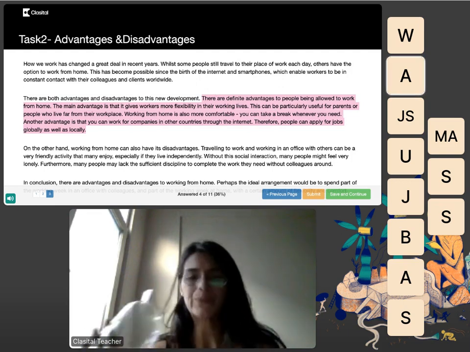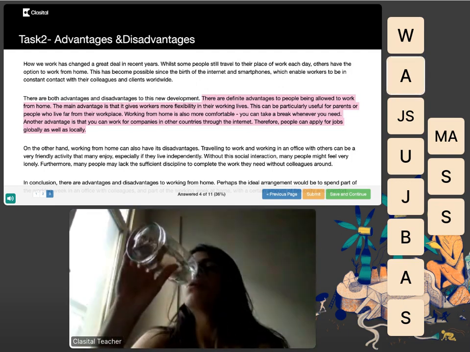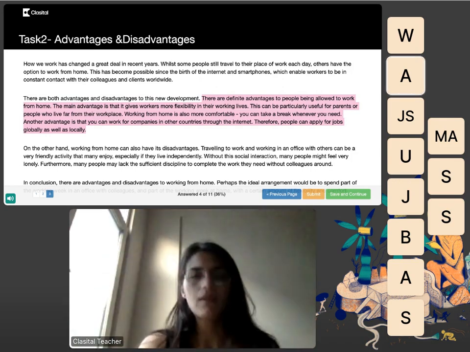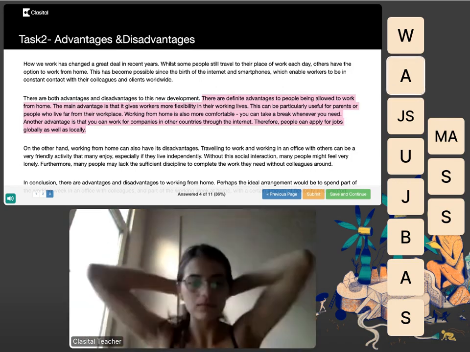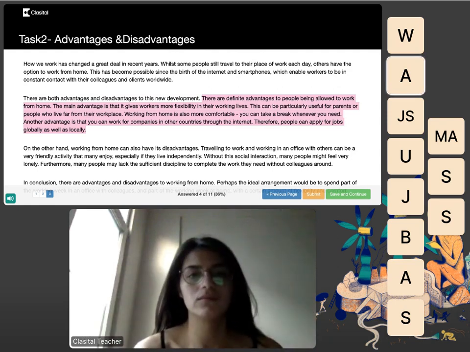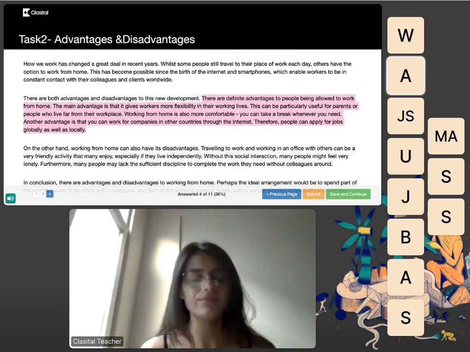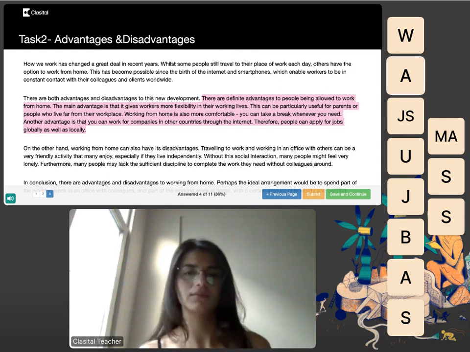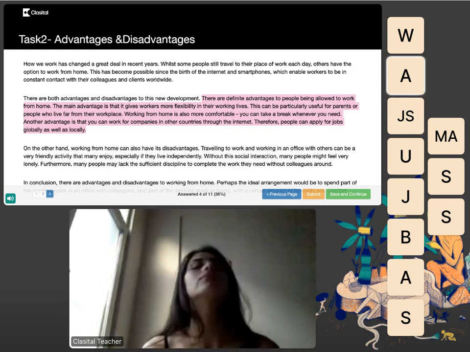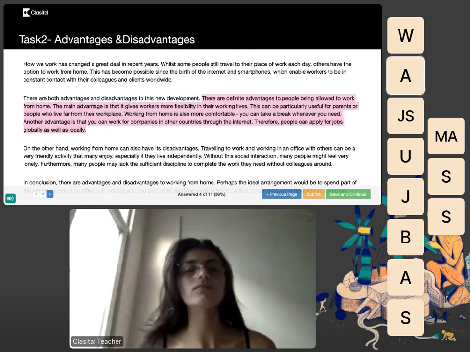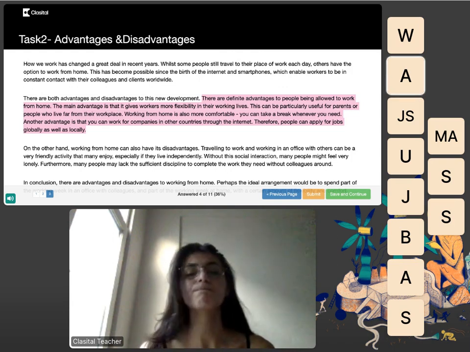I just want to ask about the first sentence you said now, from the second paragraph: there are both advantages and disadvantages to this new development. Rather than writing here, we can write it in the first paragraph, the introduction. So it will just come in a flow, and from the second paragraph we can write two advantages, and in the third we can write two disadvantages.